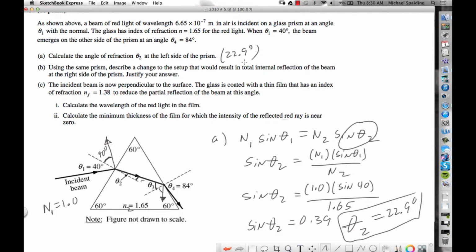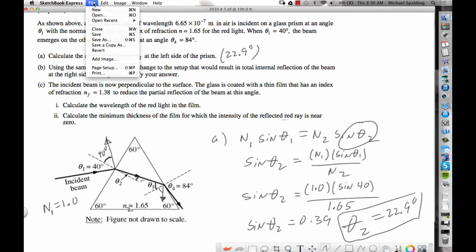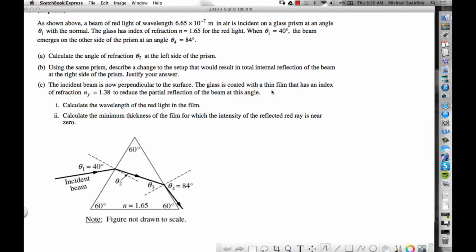All right, question B. Using the same prism, describe a change that would result in total internal reflection of the beam at the right side of the prism. Okay, so let's quickly review total internal reflection. What is total internal reflection? It's basically when you have no more refraction, and it can only happen when light is traveling from more dense into less dense. So it would happen at this boundary right there.